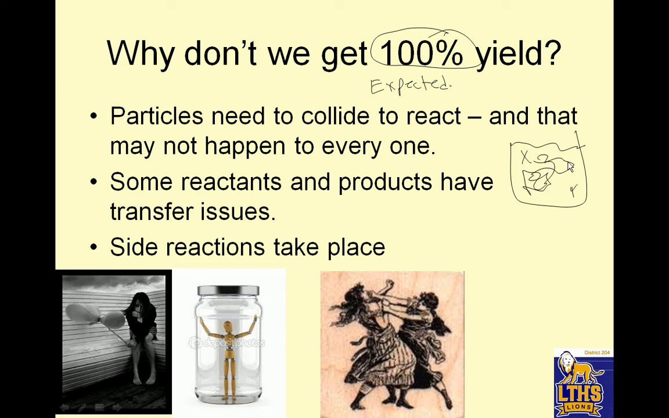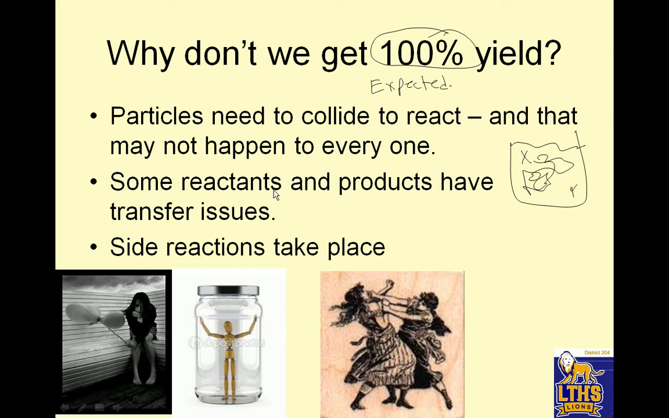X and Y never find each other. And if they never bump into each other, they can never react. So it's possible that those particles never react. Remember how small particles are? That's why we have 10 to the 23rd of them in a mole. They're so small they might never bump into each other just right.